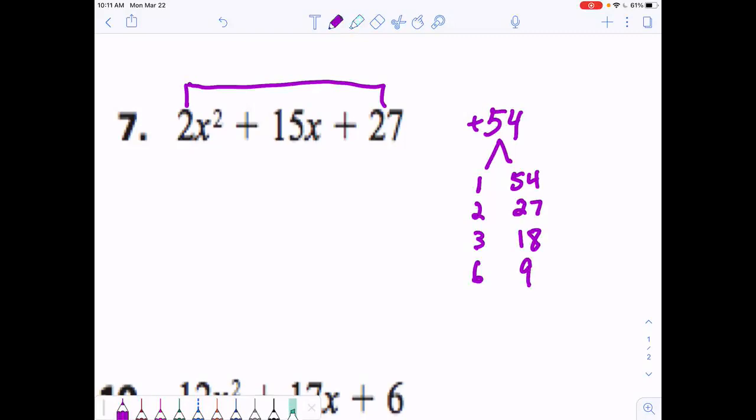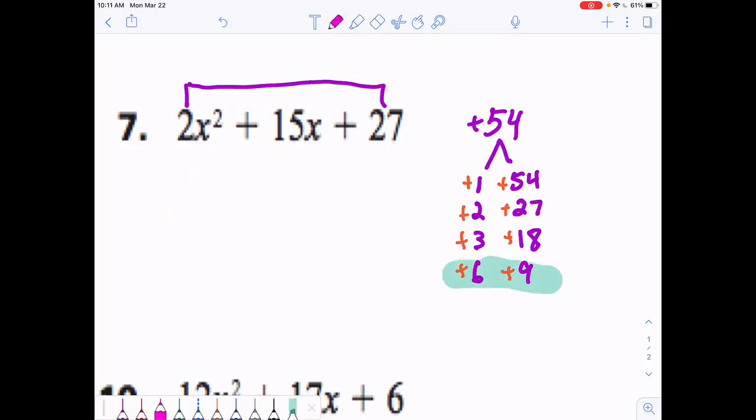So again, we're going to look: if this is positive and then our B value is positive, then we know AC positive means they're both the same. B value positive means that they're both going to be positive. So it means that all these factors will all be positive. And then Jason, out of these, which one adds to 15? Yeah, 6 and 9.